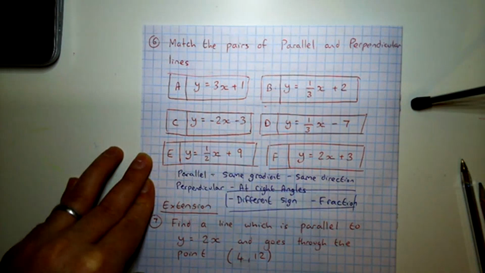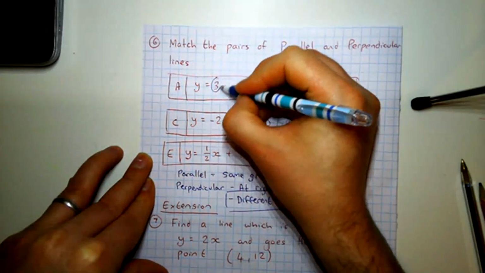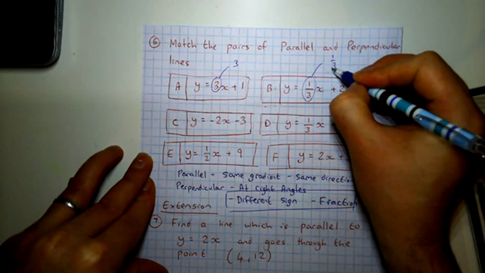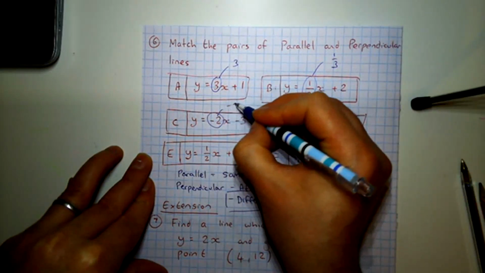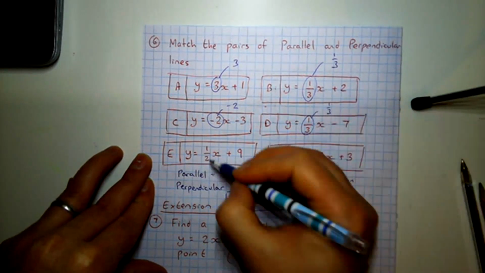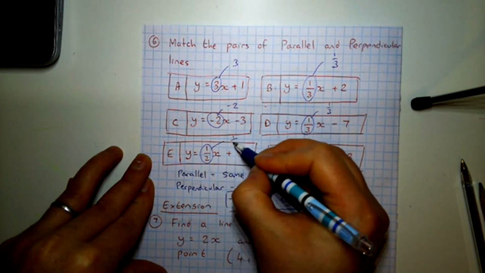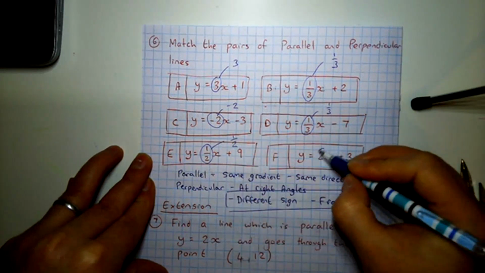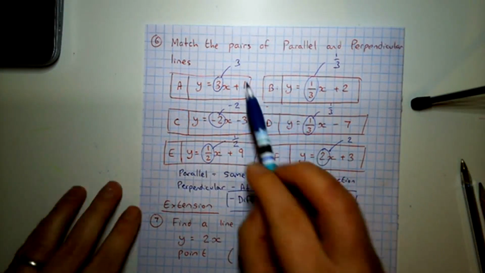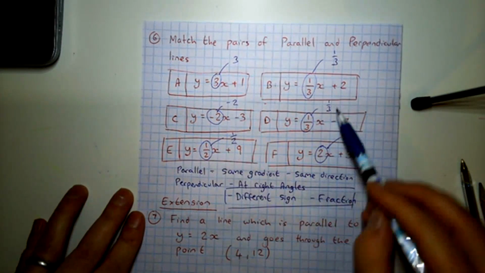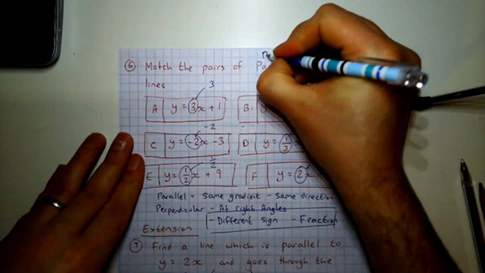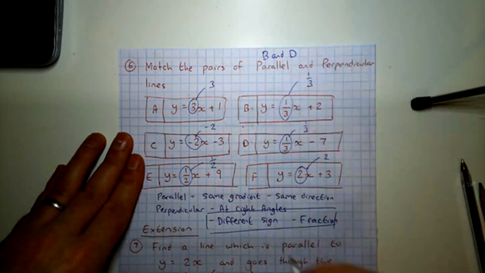So if we just have a look at our gradients, this one is 3, this one is a third, this one is -2, this one is a third, this one is a half, and this one is 2. So parallel, same gradient. B and D. They've both got a gradient of a third. So parallel is B and D.